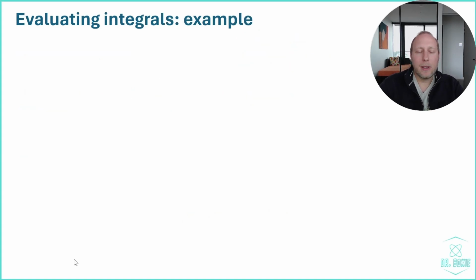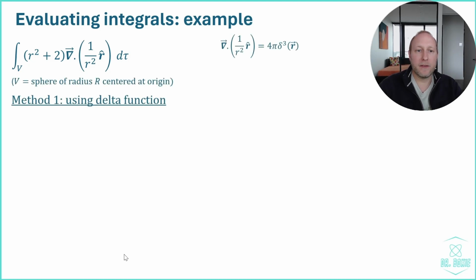As an example, I want to work out one specific integral, namely the volume integral of this field, r squared plus 2, multiplied with the divergence of 1 over r squared times r hat. And to show you the power of this delta function approach, I will calculate this integral using two different methods. The first one will be the delta function approach.